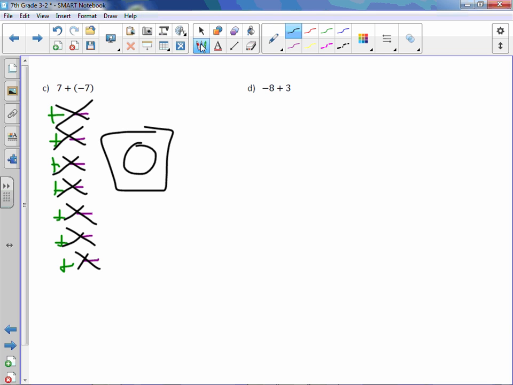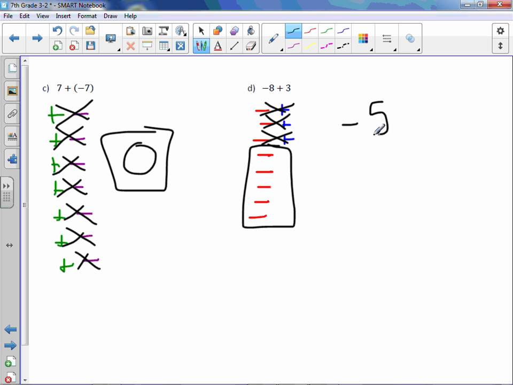Negative 8 and positive 3. We have 8 negatives and 3 positives. Cross out your 0 pairs. And what's left? I have negatives left, and there are 5 of them. So negative 8 plus 3 is negative 5.